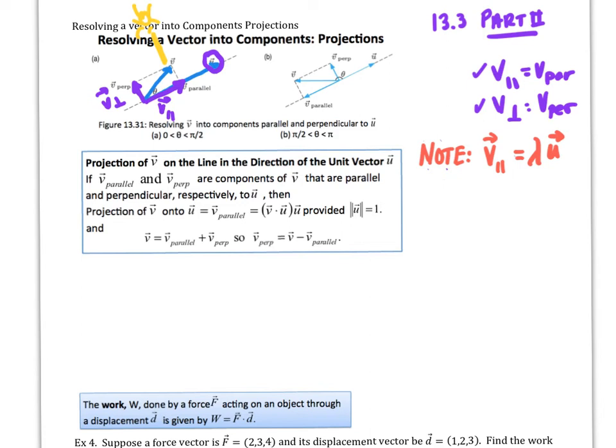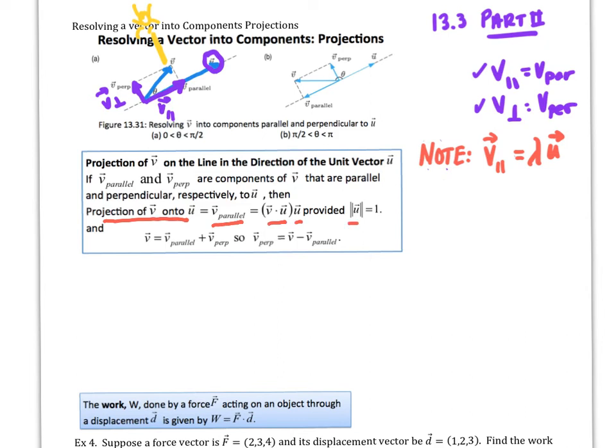What's cool about this is that if I can find this lambda right here, that will make it very easy for us. That lambda turns out to just be the dot product between V and U. So this piece right here is my scalar, that's my lambda. Here is my U vector, and that would tell me what V parallel is, which is my projection of V onto U. So what we end up with in the end is that the projection of V onto U is equal to V parallel. Well, V parallel is just some magnitude of my U vector.